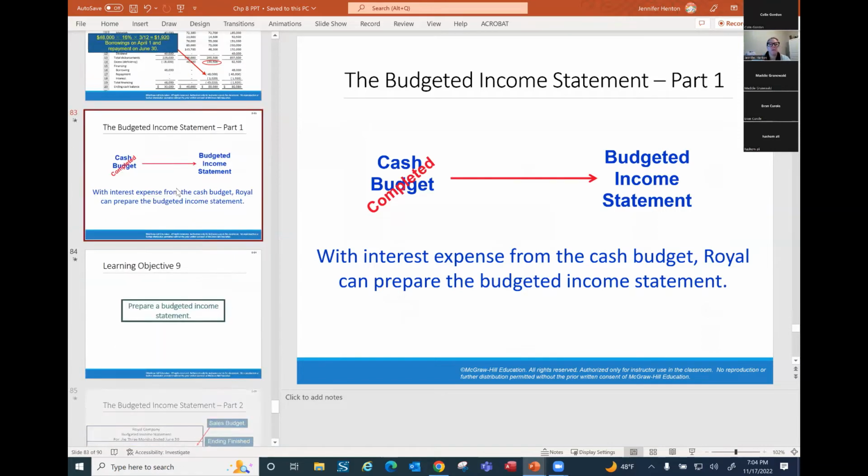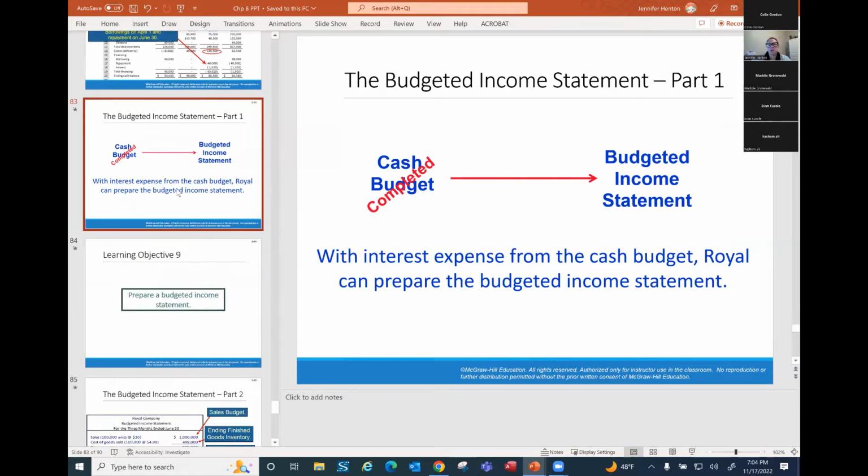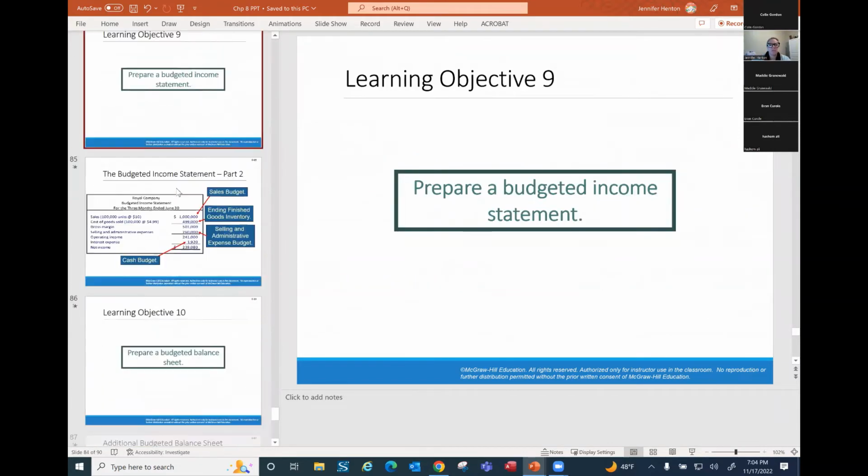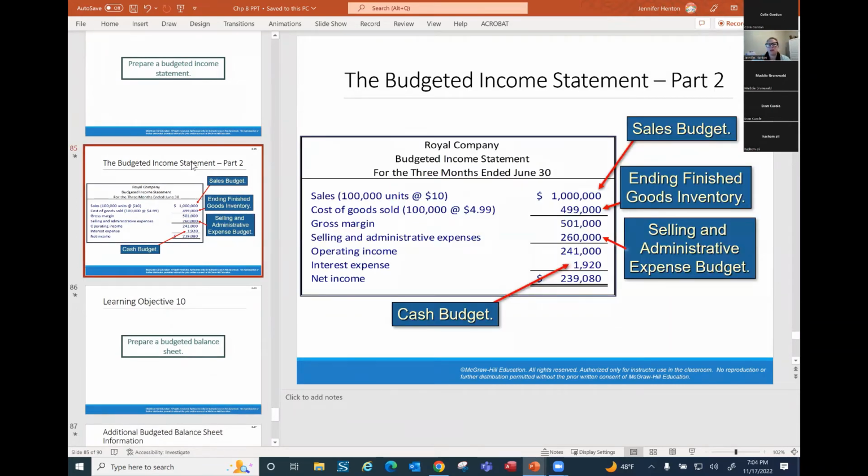All right. So now we need to do the budgeted income statement. So we're going to look to see our sales and our costs and all of that. So we're expecting to sell 100,000 units at $10. So we're expecting 1 million in sales. They're telling you over here what budget it comes from, so you know where to go back and look for the information. If you're going back through this reviewing and you want to know where the numbers came from, you can go back to those budgets to find it.